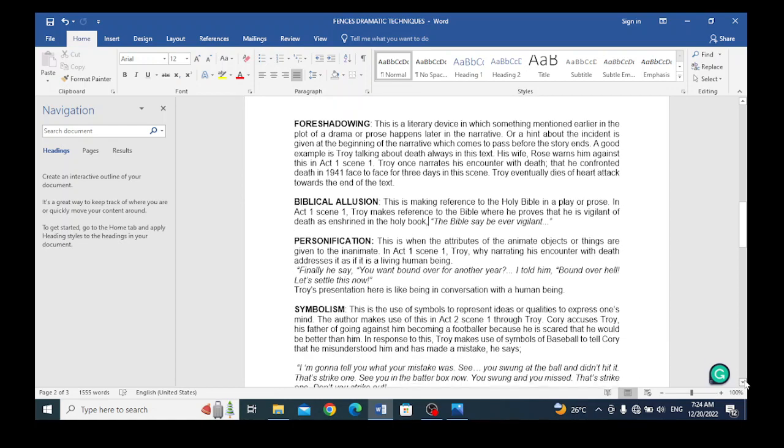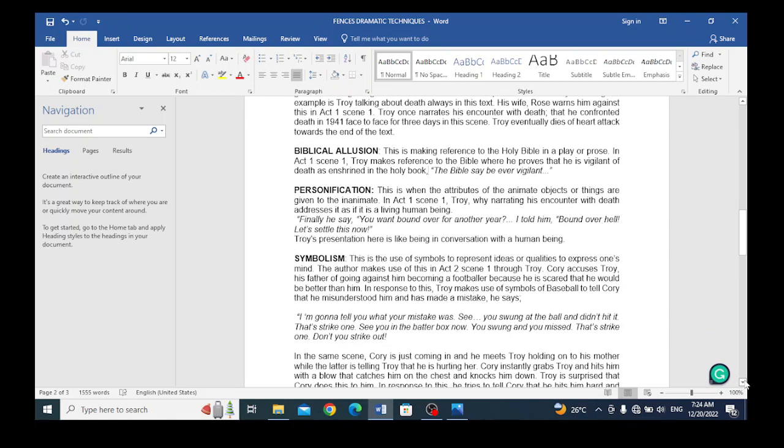We also have the use of biblical allusion. This is making reference to the Holy Bible in a play or prose. In Act 1, Scene 1, Troy makes reference to the Bible where he proves that his vigilance of death is enshrined in the Holy Bible. Quote, the Bible says, be ever vigilant, unquote.